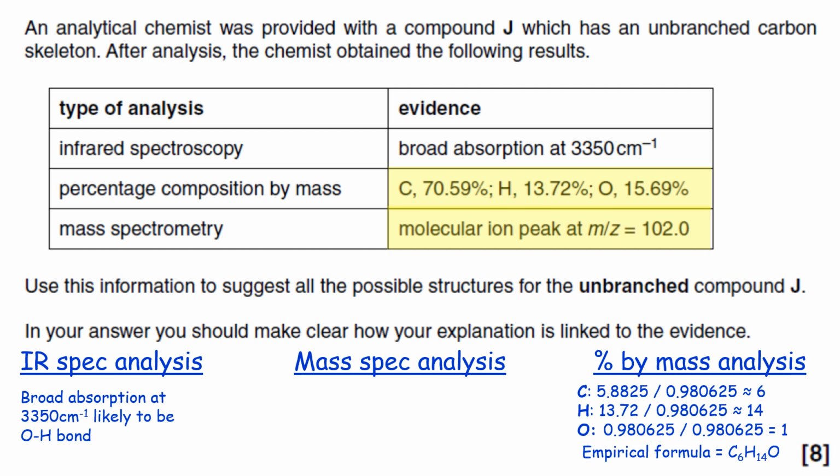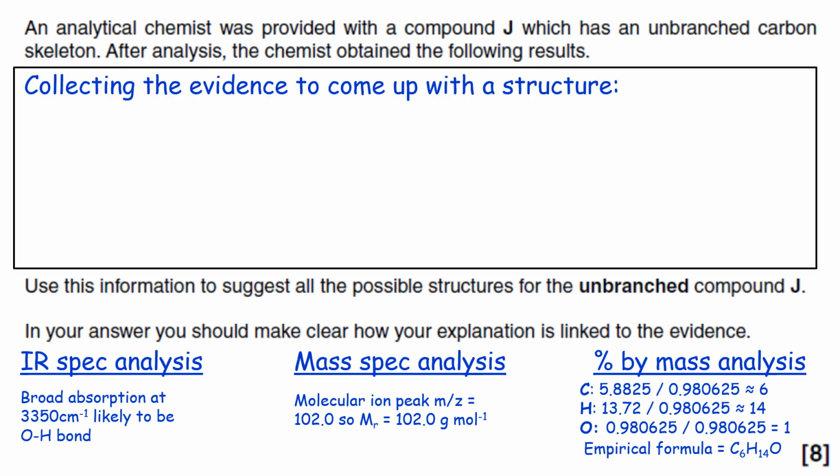So from the mass spectrum, we know that there's a molecular ion peak at m/z 102. So if we have a look at the Mr, that's normally going to be the molecular ion peak. So we don't have to go any further with the mass spec analysis on that. So now we've got some information we can start to collect together to come up with possible structures. Now, have a look. It says suggest all the possible structures for the unbranched compound J.